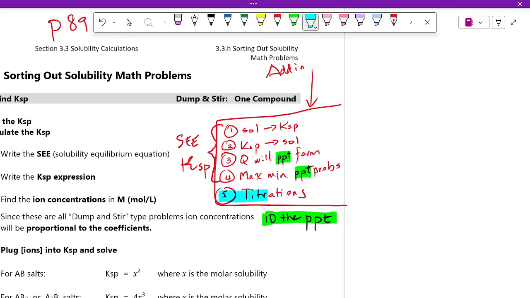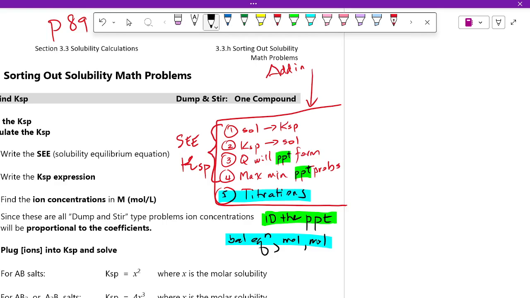And then finally, for titrations: balanced equation, find moles, find moles. So that seems very cryptic. So let's unpack that.